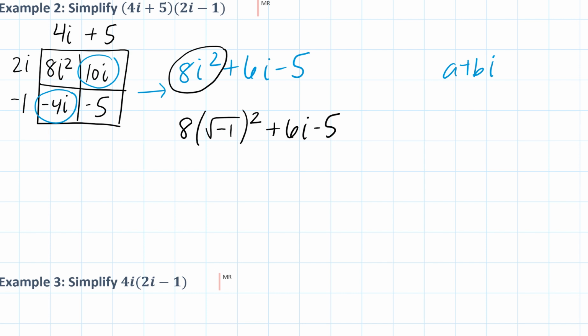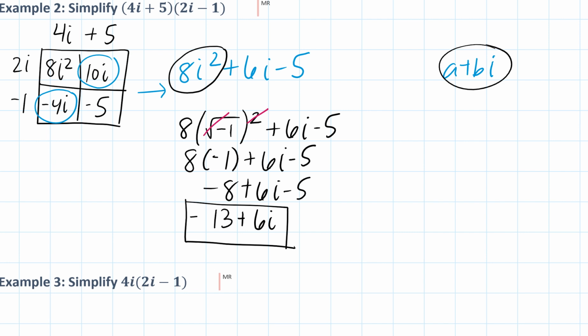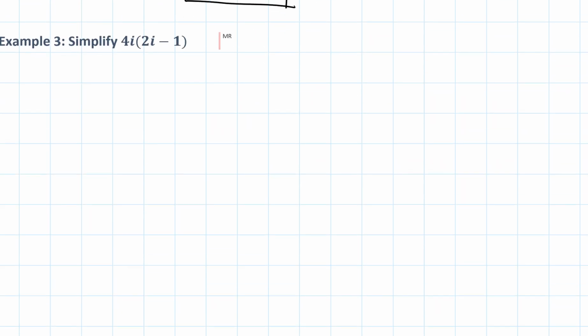And we know that taking a square root and squaring are inverse operations, so they undo each other or cancel each other out. So we're left with 8 times -1 plus 6i minus 5, or -8 plus 6i minus 5. Again, combining like terms, we have -13 plus 6i, and we're done simplifying because our expression has this form, a plus bi.